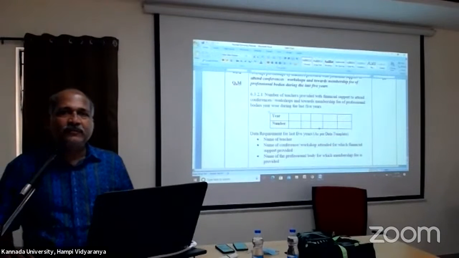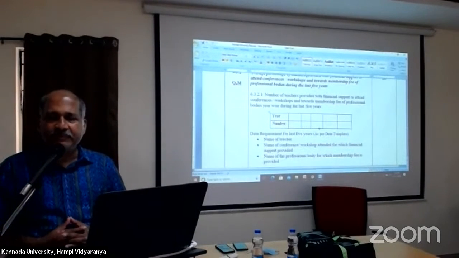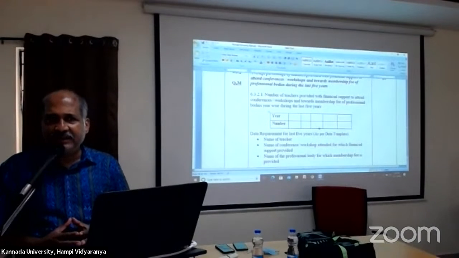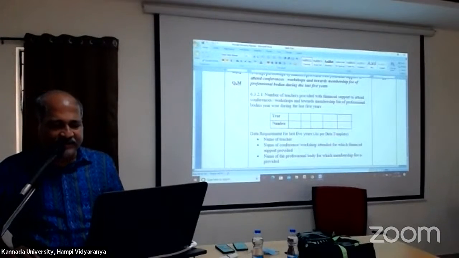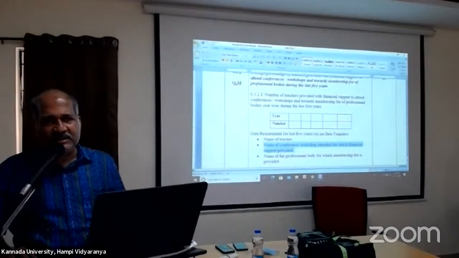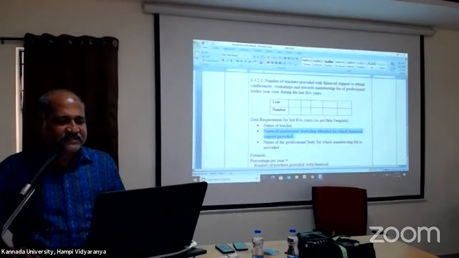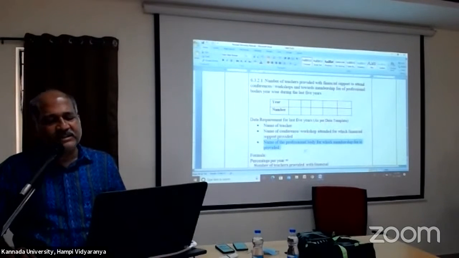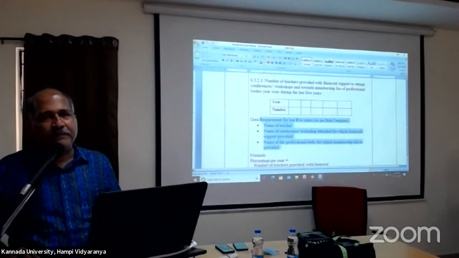So in this case, we have a template. As I was mentioning earlier, for every quantitative matrix we have a template. Look at this template. It contains the name of the teacher, the name of the conferences and workshops attended for which financial support is provided by the institute, and the name of the professional body for which membership fees is provided. These things you need to submit based on your response.